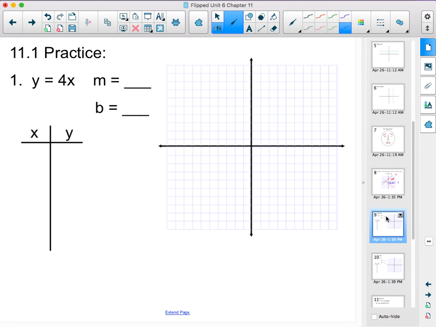Okay, this is the second half of the chapter 11 lesson 1 video. This is going to teach us how to graph those linear equations we were talking about. So this is our practice problem number 1 in your notes. The equation is y equals 4x.